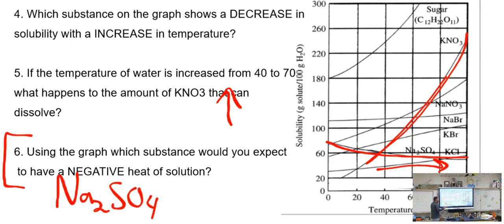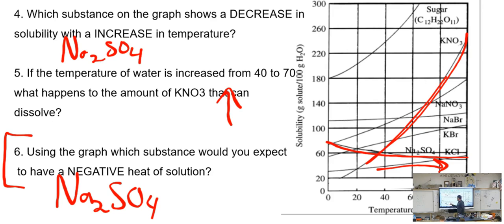All right. Emily, can you explain why you think it's that one? So if it's a negative heat of solution, that means it's exothermic. So that means it doesn't like the heat, so as the heat goes up, it doesn't dissolve. I think Emily gets it. What do you guys think? Yeah. All right. So they're the same answer. Good job, Em.